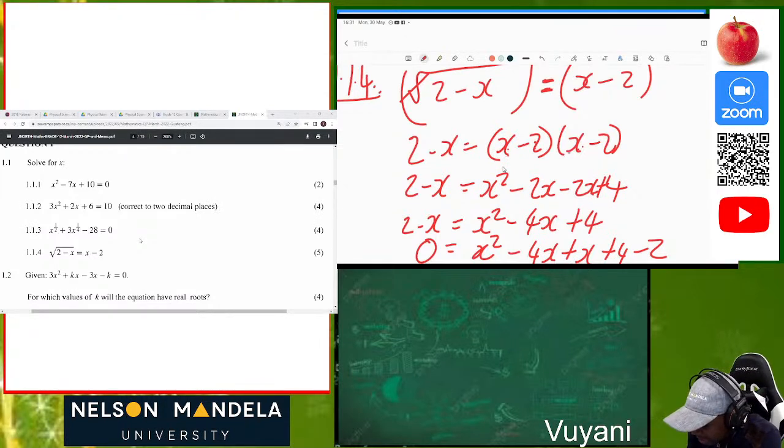So x times x will be x squared. Then x times negative 2 is negative 2x. Negative 2 times x is negative 2x.